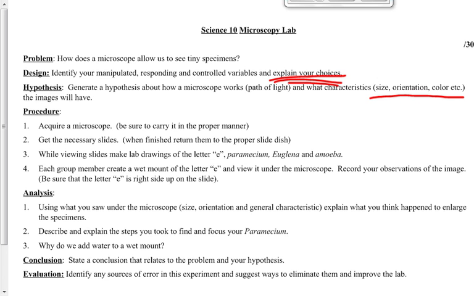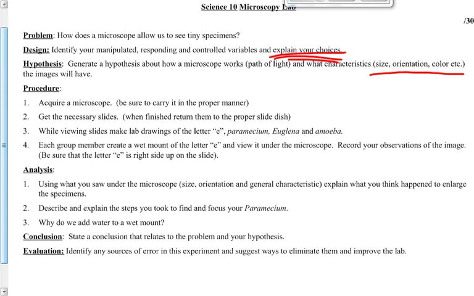All right, procedure is pretty straightforward. You'll acquire a microscope when we go across to the lab. I'll show you where those are. Get the necessary slides. Again, they're all going to be on the front table in labeled containers. Take only one at a time, please. There's no need for you to take 4 slides back to your table. Inevitably, that's how they get knocked off the table and broken. When you're done with the amoeba, come up and get something else.